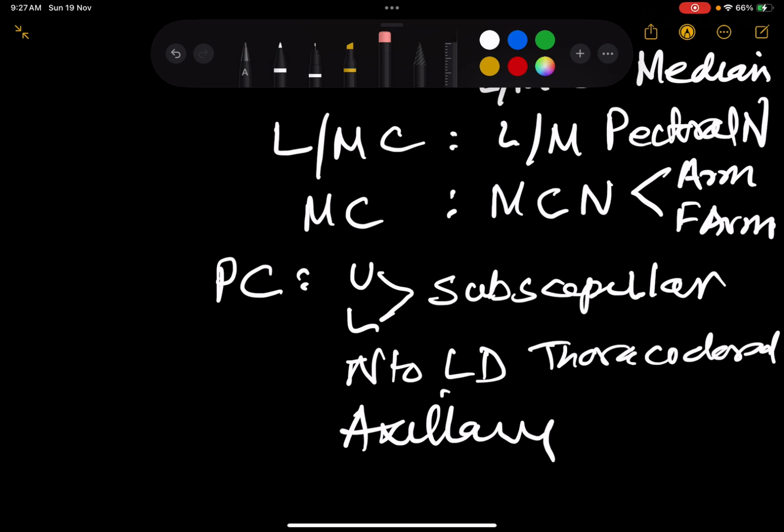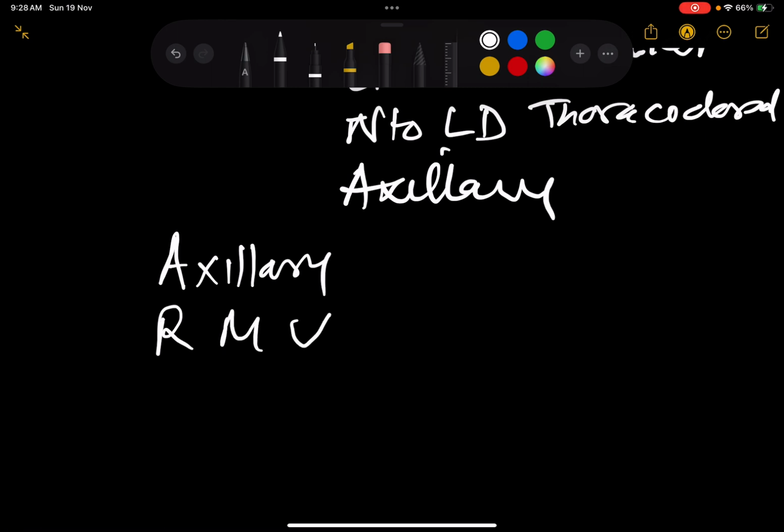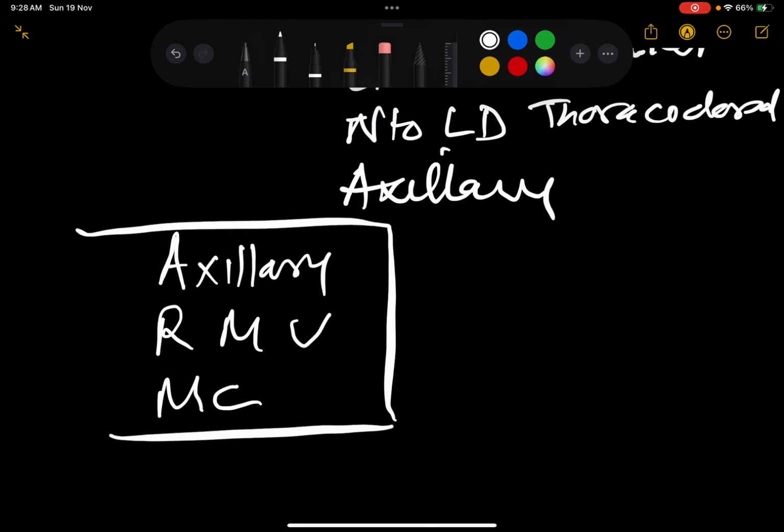Now, after this, in the second video, we'll cover the courses of the main nerves that arise from the brachial plexus, and they basically are axillary, radial, median and ulnar, and musculocutaneous. So this we will cover in the next YouTube. The YouTube 2 about the nerve supply of the upper limb.